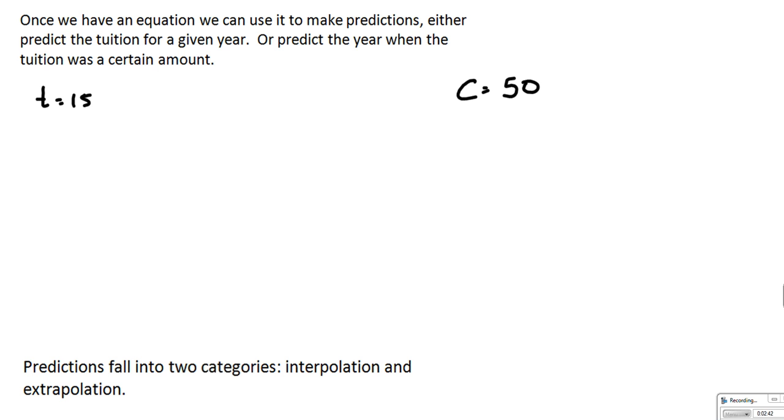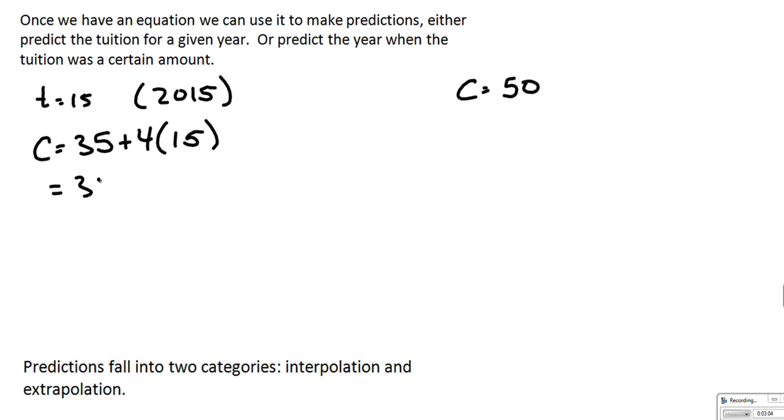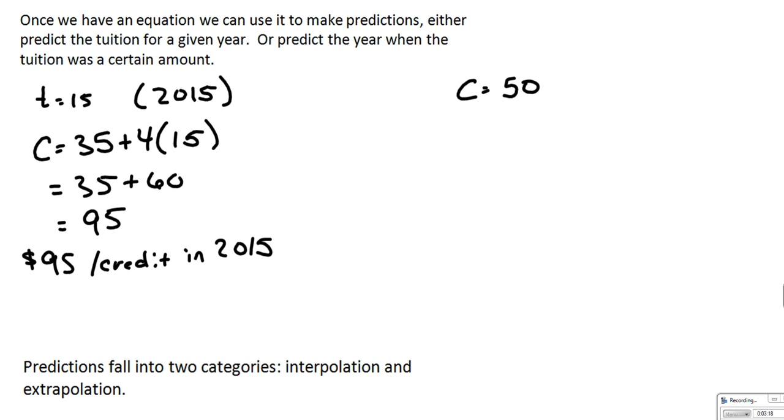Now remember, t, our independent variable, represents the number of years since the year 2000. So if I let t be 15, this would represent the year 2015. And we can see what our model predicts for the tuition in that year. So our model was 35 plus 4 times t. Now I'll replace the t with the 15. And our model is predicting tuition being $95 per credit in 2015. And as you might know, that is a little bit low.